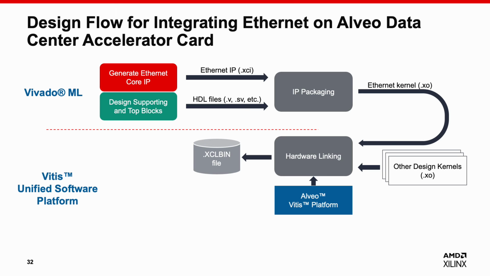Because the Ethernet IP system uses the same GT kernels as Aurora, the design flow for Ethernet application is totally the same as the Aurora case, which includes IP generation, supporting models and top-level RTL wrapper design, RTL kernel packaging, and hardware linking.